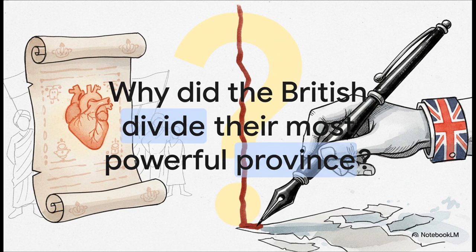So you really have to wonder, why did the British Empire suddenly decide to just slice its most powerful, intellectually dominant Indian province right in half? At the dawn of the 20th century, Indian nationalism was rising fast, and Bengal was absolutely its beating heart. The British saw this happening, and their response was to literally draw a line right down the middle of it.